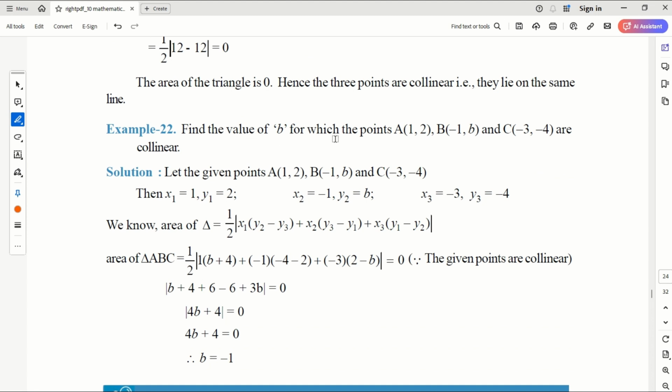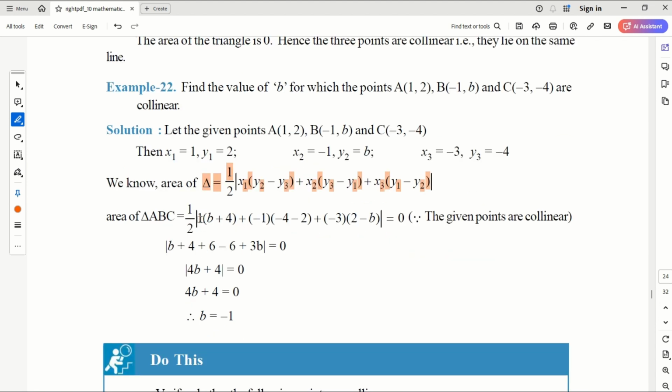And find the value of b for which the points 1 comma 2, minus 1 comma b and minus 3 comma minus 4 are collinear. Now he is telling us these 3 points are already collinear. We just need to find the value of b. So in the same way we substitute all the values in the area of the triangle formula, and then we have a b term here. If you simplify, what you will get is the absolute value of 4b plus 4 equal to 0, or 4b plus 4 equal to 0, so b is equal to minus 1. This is how we calculate. This is one type of problem which you can see.